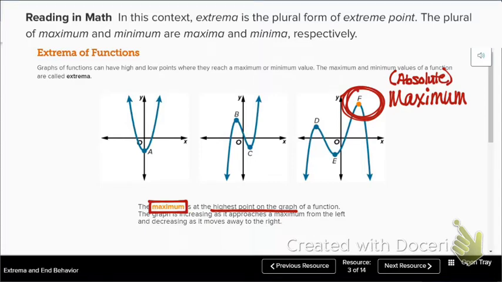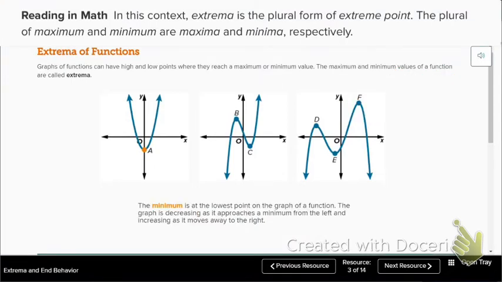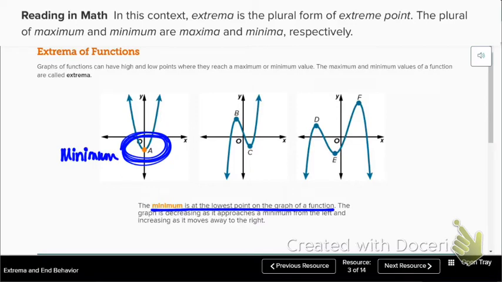Minimums are another type of extrema. Do any of these graphs have a minimum, a lowest point, where it never goes below? First one. This first graph has a minimum right here. That is the lowest it ever goes. Again, some places will call this the absolute minimum. Your book just calls it the minimum. So far, so good? All right.